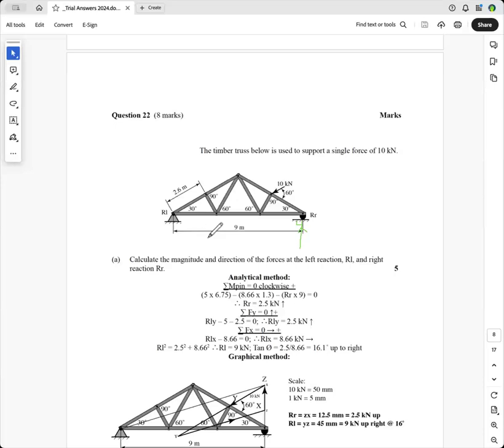So you've told the examiner that you know that the reaction force at a slider is at 90 degrees. Now, straight away, you know that this force here, which is the horizontal component, will equal the horizontal component of that force there. And I would draw this in, and I would call it RLX.